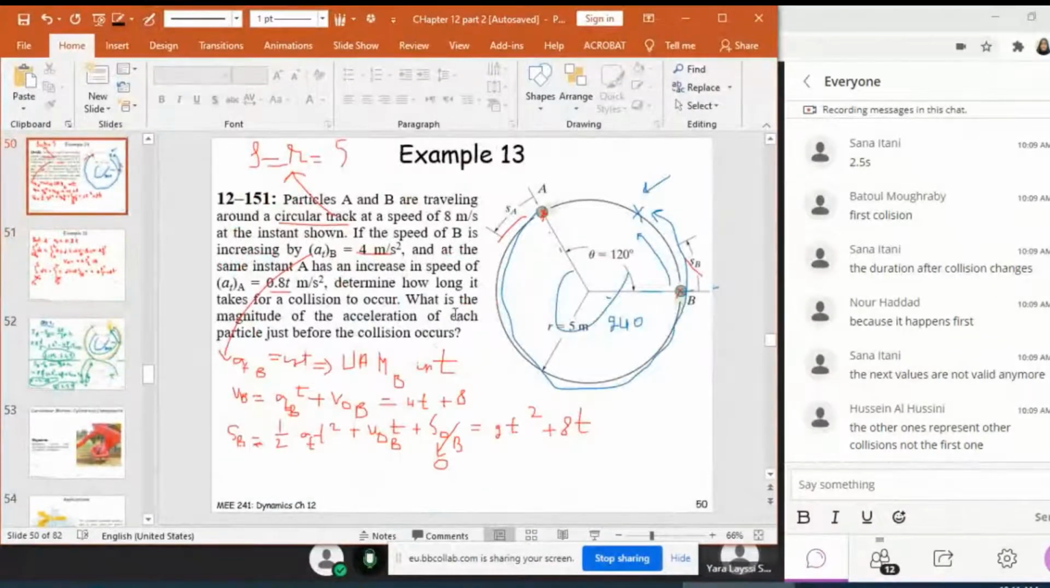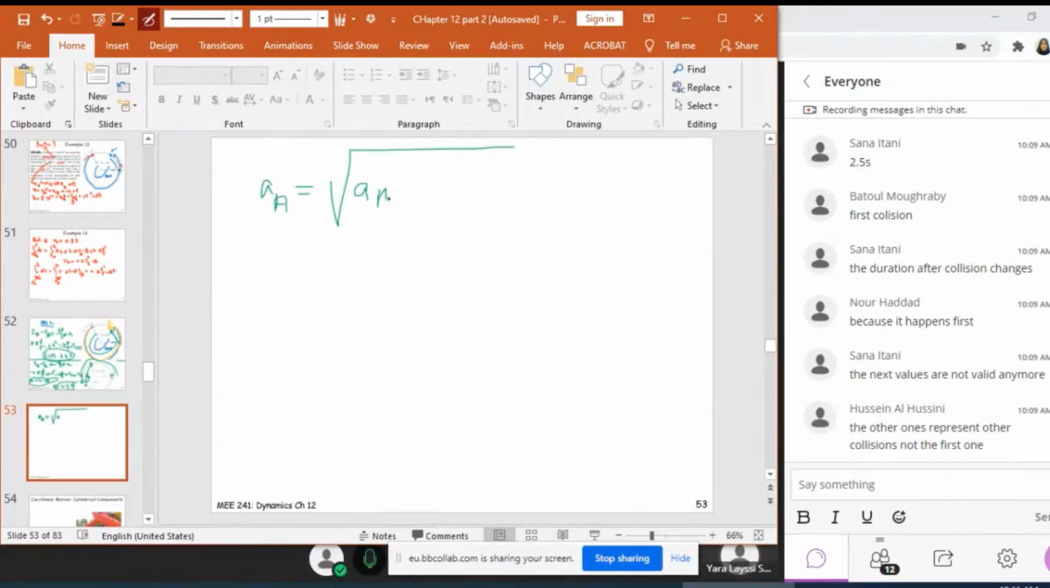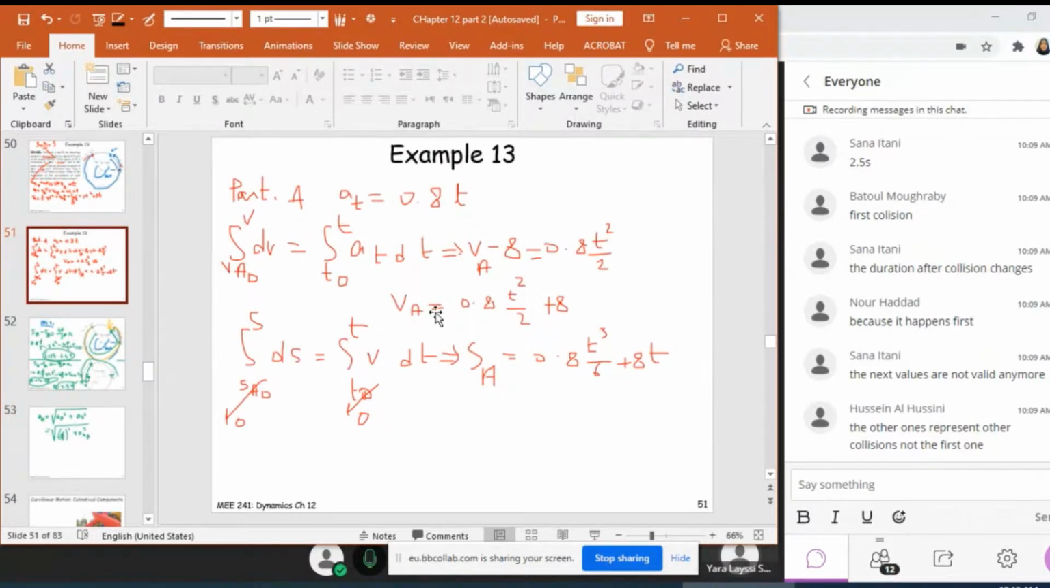And whenever I know T, the question is to find the magnitude of acceleration. So whenever I know T, guys, I can say that AA is equal to the radical of AN squared plus AT squared, both for A, of course. Now I know VA, because in fact, I know T. So I can find VA.